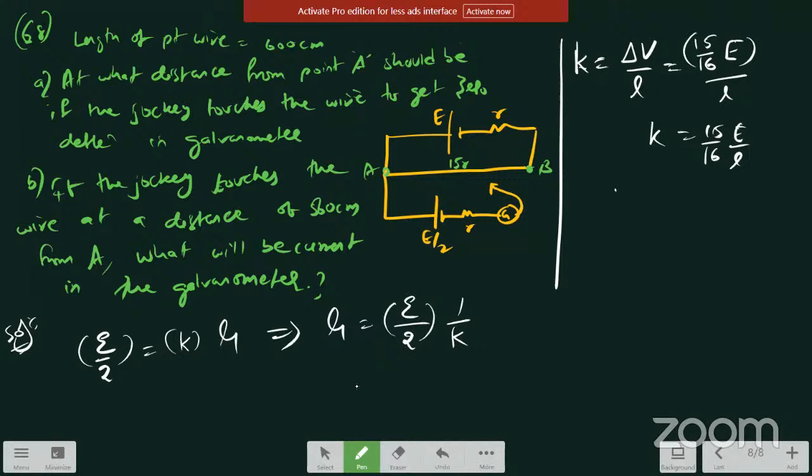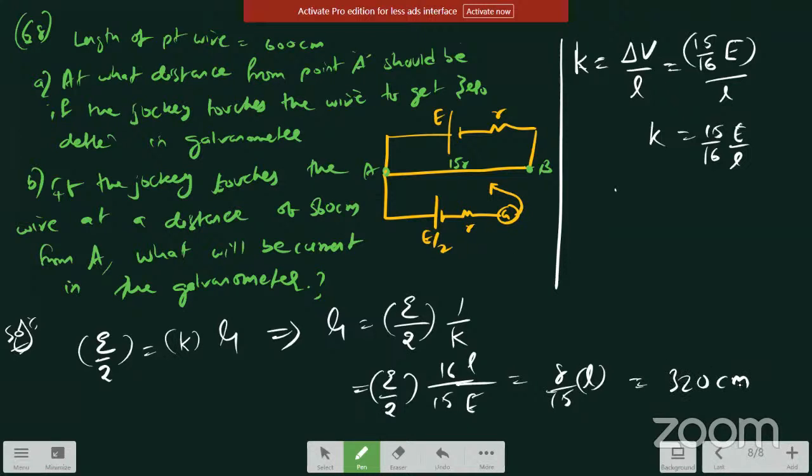Good. So I have to place this in place of K. E by L, and 1 by K, its value is 15 by 16. If I bring this to the top, it will come to 8 by 15 L, where L is 600. So 600 means it will give me 320 centimeters.